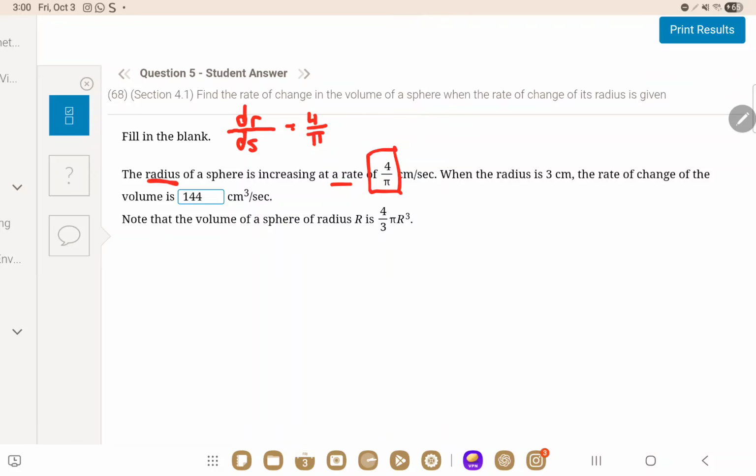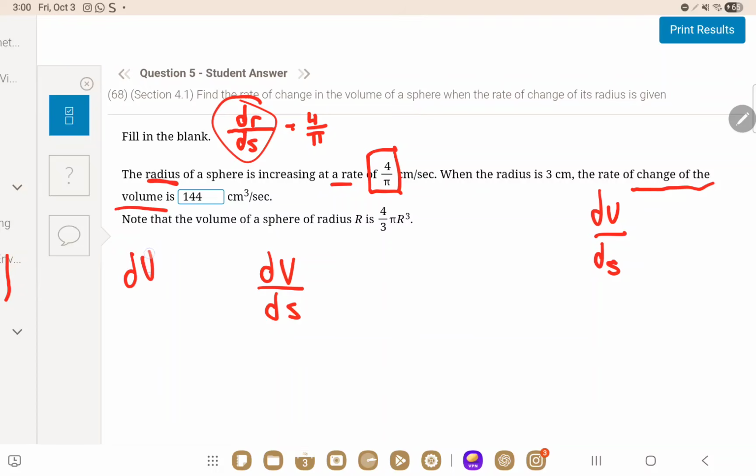Right? Now they want the rate of change of volume. So change of volume per second means dv by ds. I'm just naming it s for seconds. You could name it anything you want. I don't recommend naming it r because you have radius and rate both starting with an r. So they want dv by ds, and you have been given dr by ds. Do you also have another given? Yes, you do. You have a given of dv by dr.